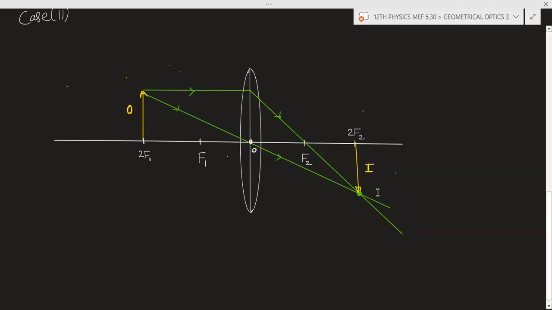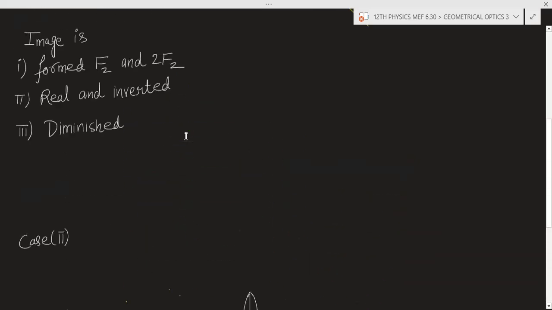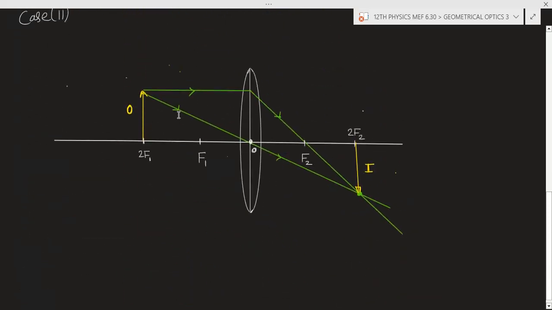And this image will also be inverted and real. But this time the size of the image and size of the object is the same. The size of the image and the object will become same. So to draw the ray diagram, there is a requirement of at least two rays.